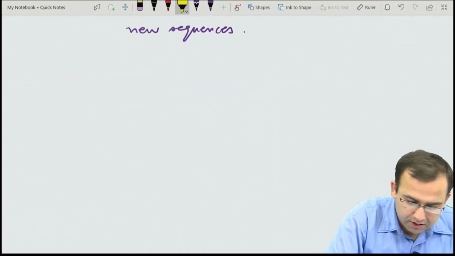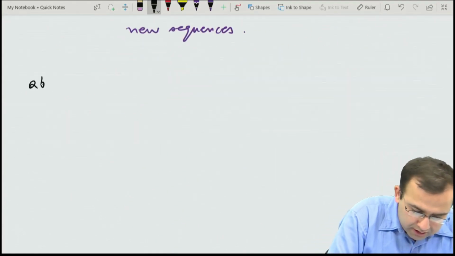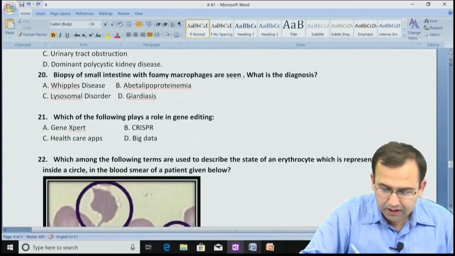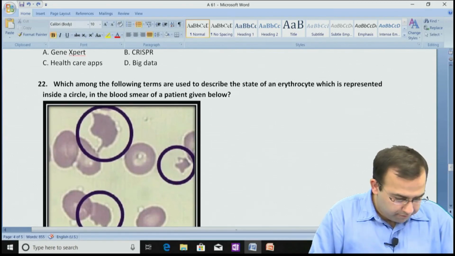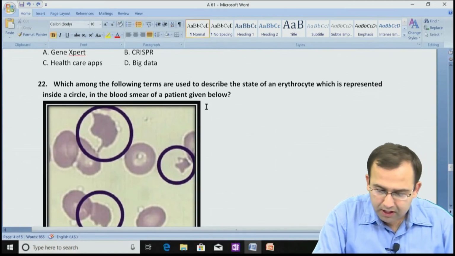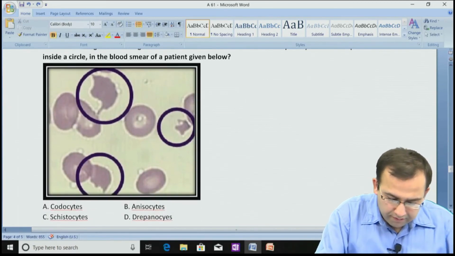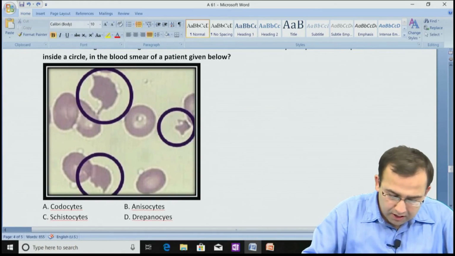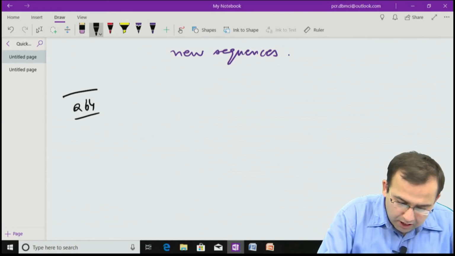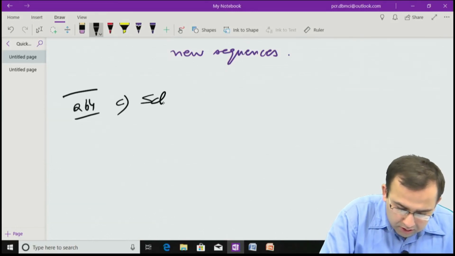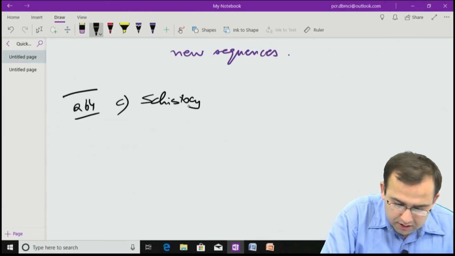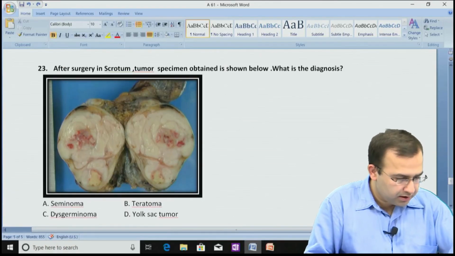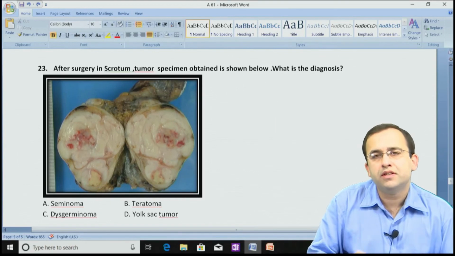Next, question 64. Which of the following is used to describe the state which is encircled? This is the classical schistocyte. I need not even explain this. This is a fragmented RBC, or a schistocyte.